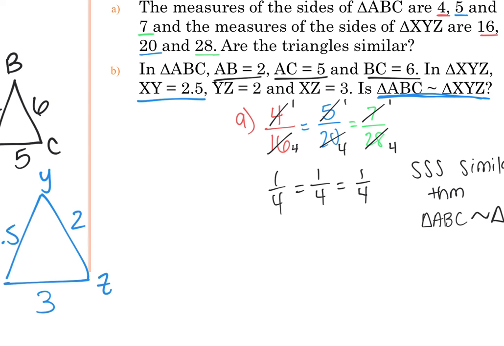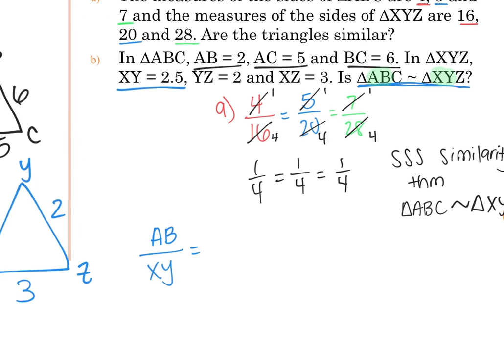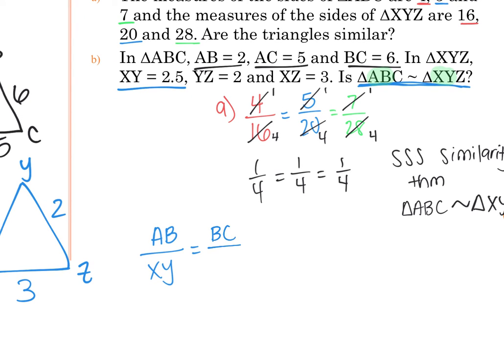So, the side AB is our first 2 letters. What side in the other triangle should that be proportional to? XY, okay? So that's where we're going to start. We need to put AB over XY. That should be equal to, let's go to BC next, BC over YZ. And the last one is going to be AC over what's the last side, guys? XZ.